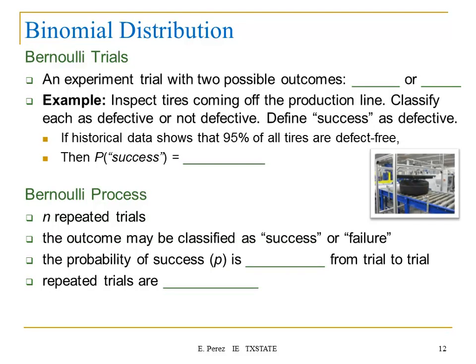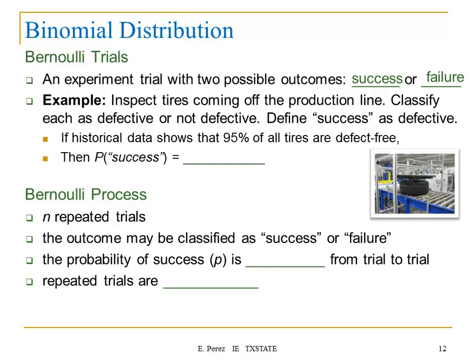So let's start with the binomial distribution. Does anyone remember what a Bernoulli trial is? We discussed this early in this course. Correct. It's an experiment in which you can have 0 or 1 as your outcome. So an experiment trial with two possible outcomes, success or failure, is a Bernoulli trial.